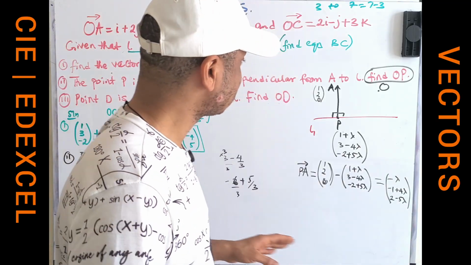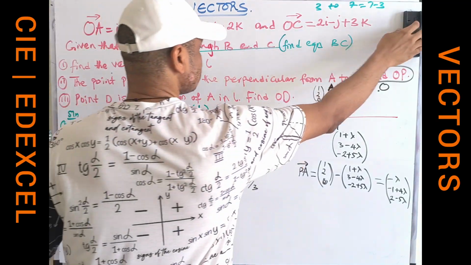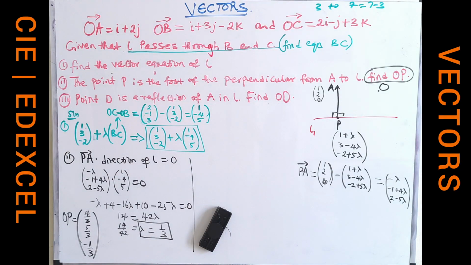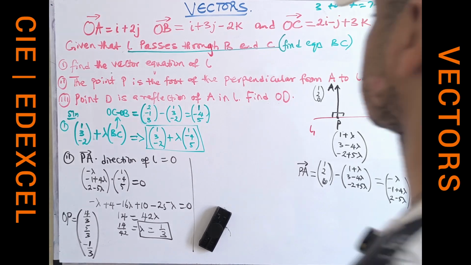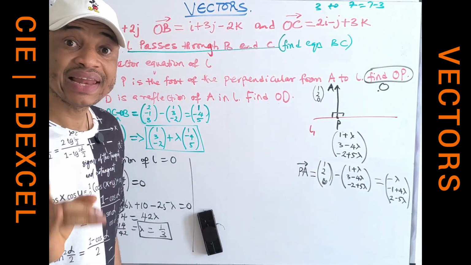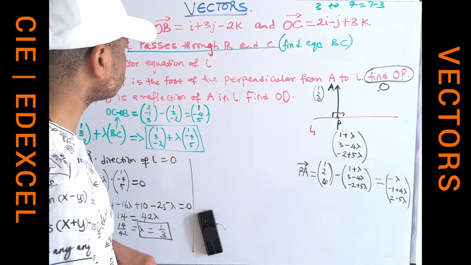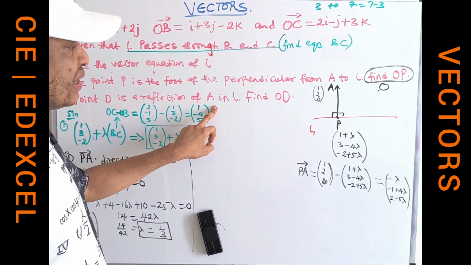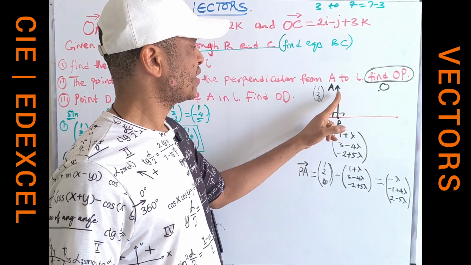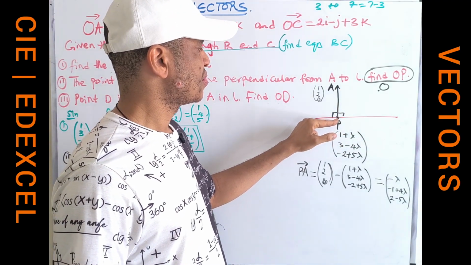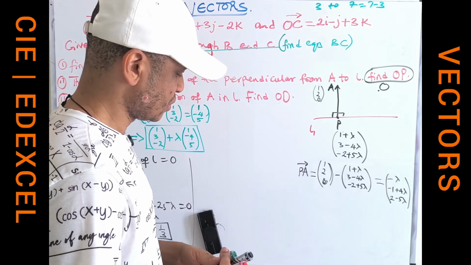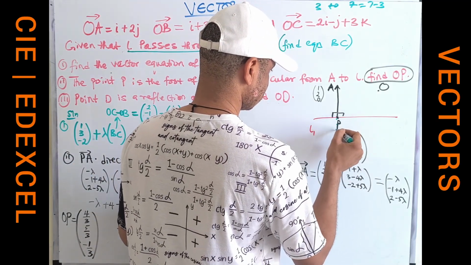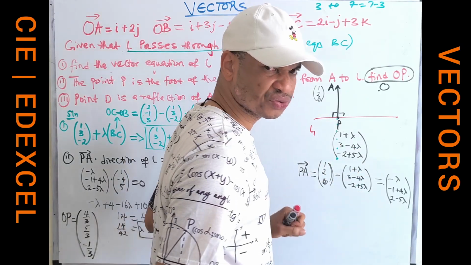Okay, all right, now let's do the last part of the question. The last part of the question tells us we should find the point D, a reflection of A in L. So this is the line, and D is a reflection of A in L. So point D is somewhere here. And this is this. So you should know what to do from here.